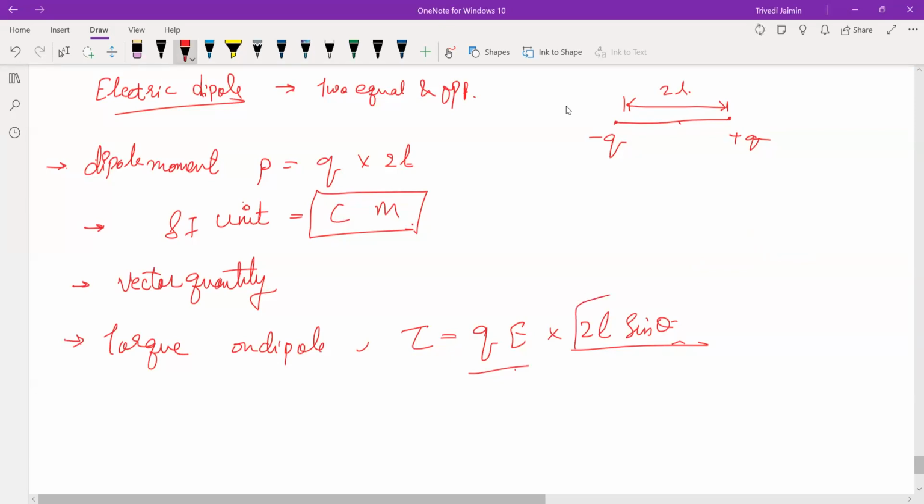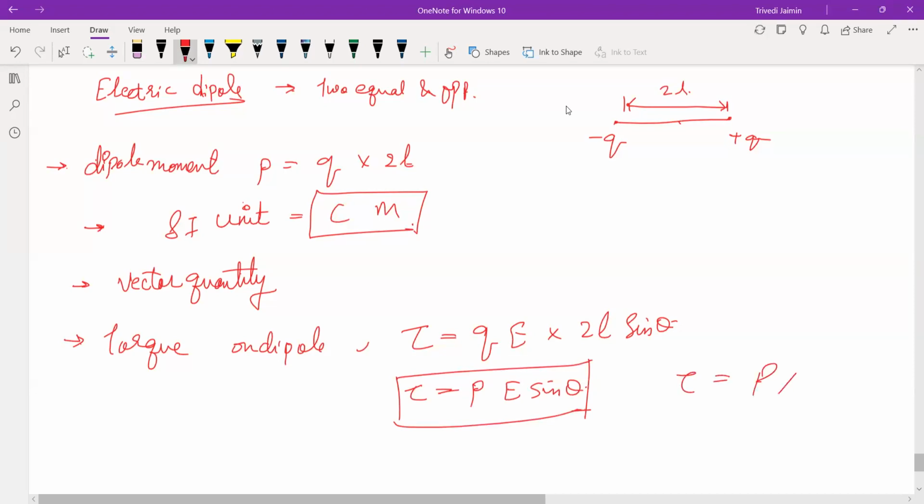So 2L is the distance. Now this is the force. Force, if you remember, equals QE. So torque equals QE 2L sin theta. So we can change it to PE sin theta, since Q2L is P, which we just wrote. So tau equals PE sin theta, or we can say tau equals P cross E.